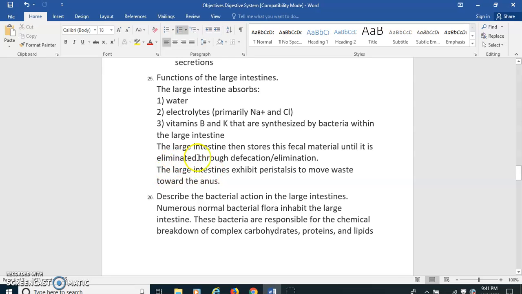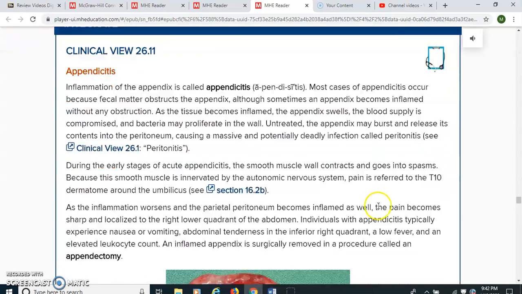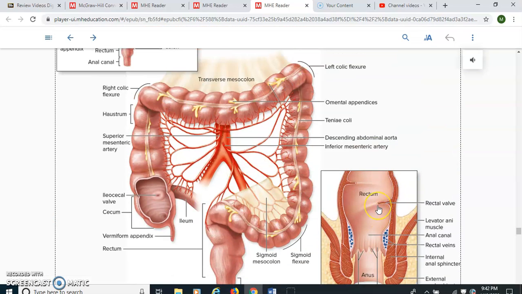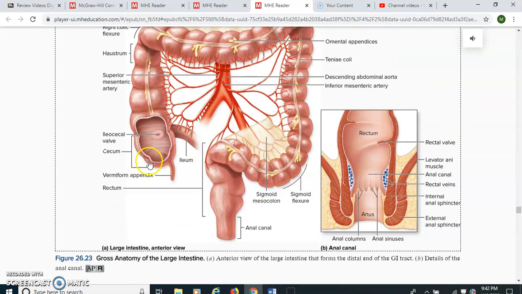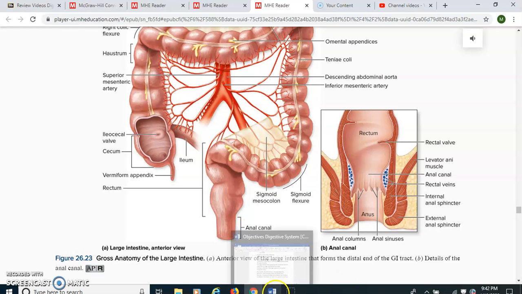And then also the large intestine has a role in storing fecal material until it's ready to be eliminated. And it also exhibits peristalsis. You can see peristalsis with the large intestine, and again, it needs that so it can move the waste towards the anus for elimination. So those are our functions of our large intestines. And there's a picture of large intestines here. So those things are going on in our large intestines.